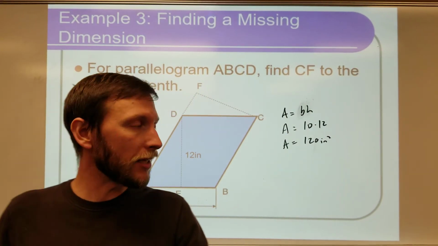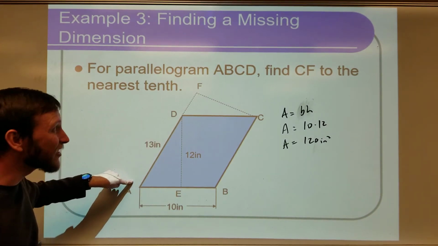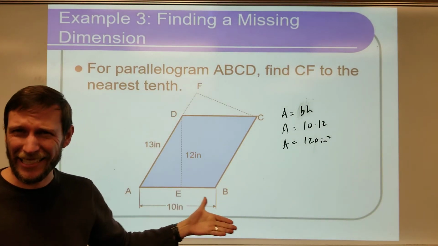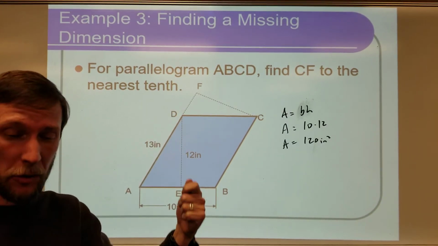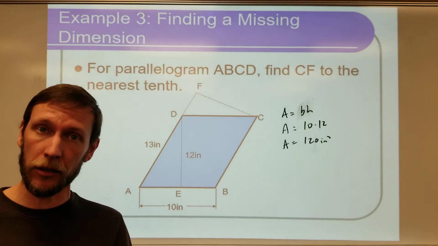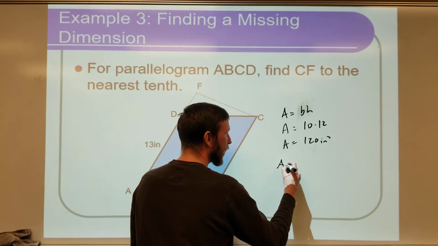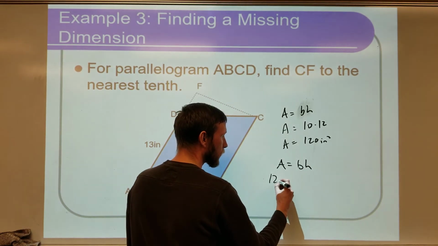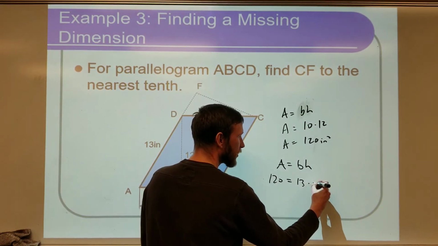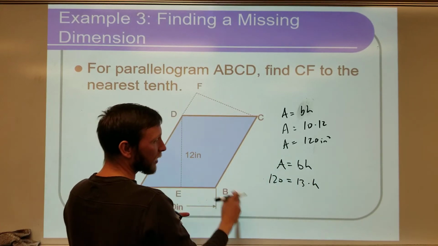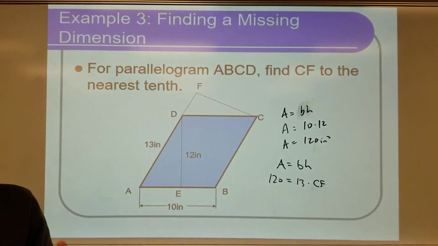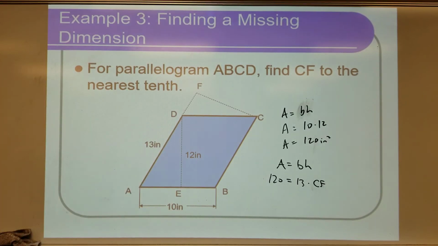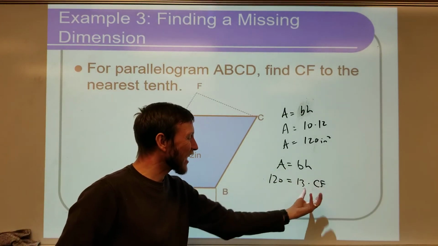Now, what I want you to think about is if I had to take this base times that height, shouldn't I get the same area? If it's the same picture, then it doesn't matter how it's oriented or how it's rotated, it still has the same area. The question is, what happens when I take the other base of 13 inches times the unknown length of segment CF? Well, we get the same area of 120 square inches. The question, though, is what actually is the length of segment CF?